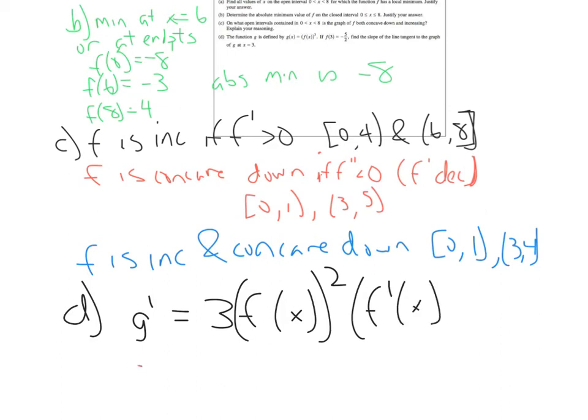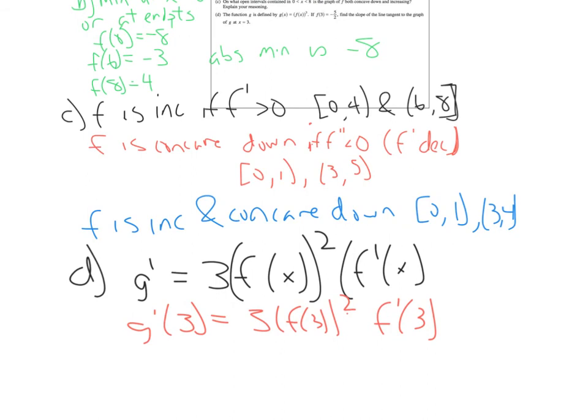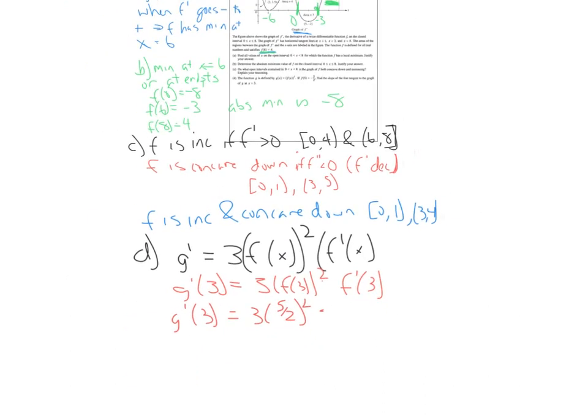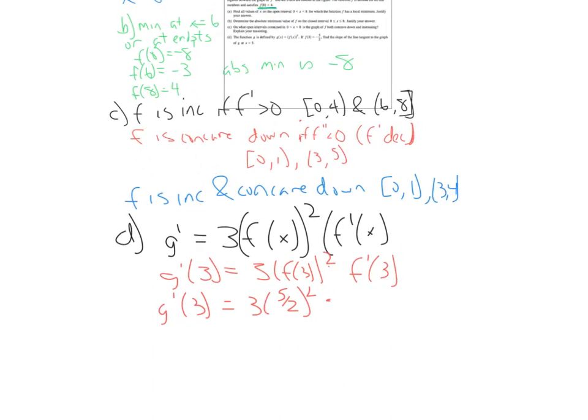So then g prime at 3 is 3f of 3 squared times f prime of 3. And f of 3 is negative 5 halves. So that's 3 times 5 halves squared. And then f prime of 3 is 4. And I'm done. I could find that number. 2 squared is 4, so that's going to be canceled out. 25, so it's going to be 75. But I don't need to.